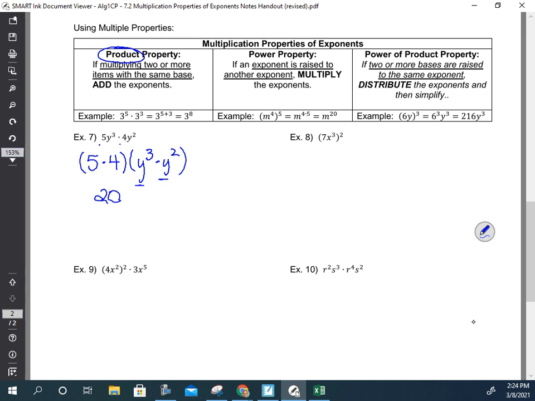Two y's being multiplied together. So what do you do with those exponents? You add them. What's 3 plus 2? So you have 20y to the 5th. That wasn't that hard. Any questions before we keep going?